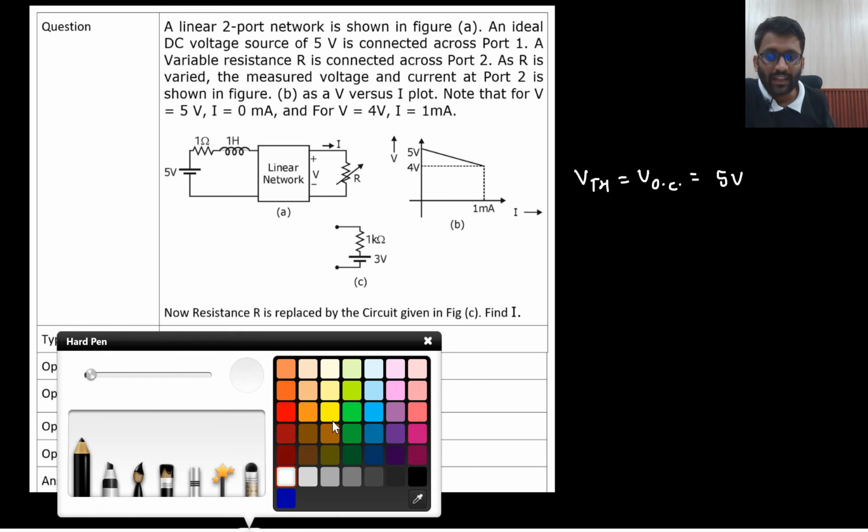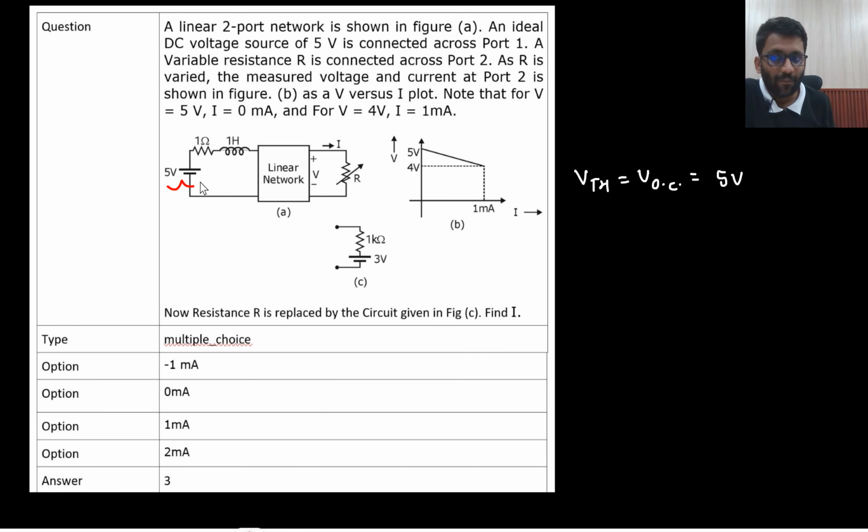Here, this characteristics is there with the 5 volt source in action. Say yes or no? If you say that the slope of this will be your RTH, I don't think that statement is correct. Because for finding RTH, we have to short circuit this, but this characteristics is given when 5 volt is in action. Luckily, your answer will be correct here, but conceptually, I don't think that is correct.